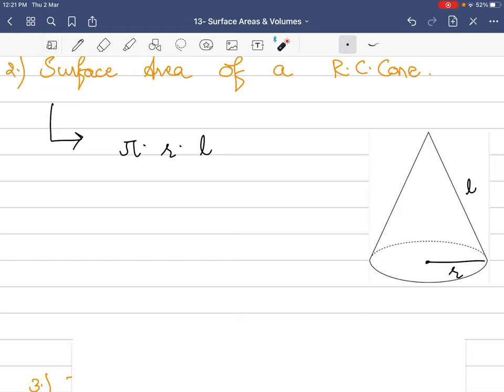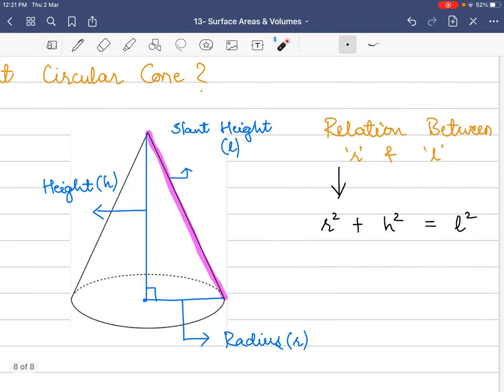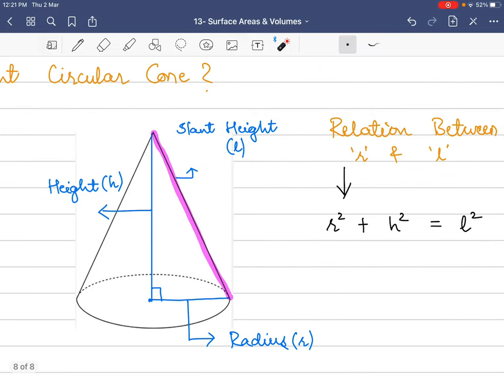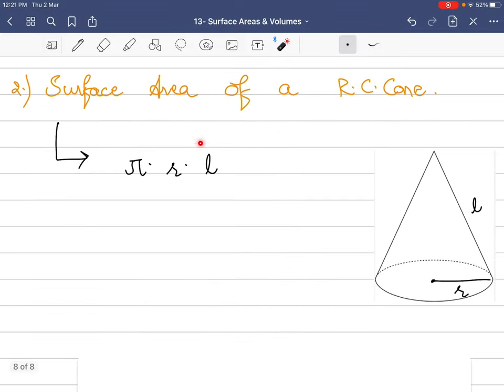Now sometimes in the problems, they will give you the value of r and they will give you the value of h. So if r and h are given to us, you can easily find L using this relationship. It's basically the Pythagoras theorem. Once you know L, then you can easily find the surface area of the right circular cone. So this is the formula for finding the surface area of a right circular cone. It's a direct formula, we don't have a proof for it, we just use it as it is.